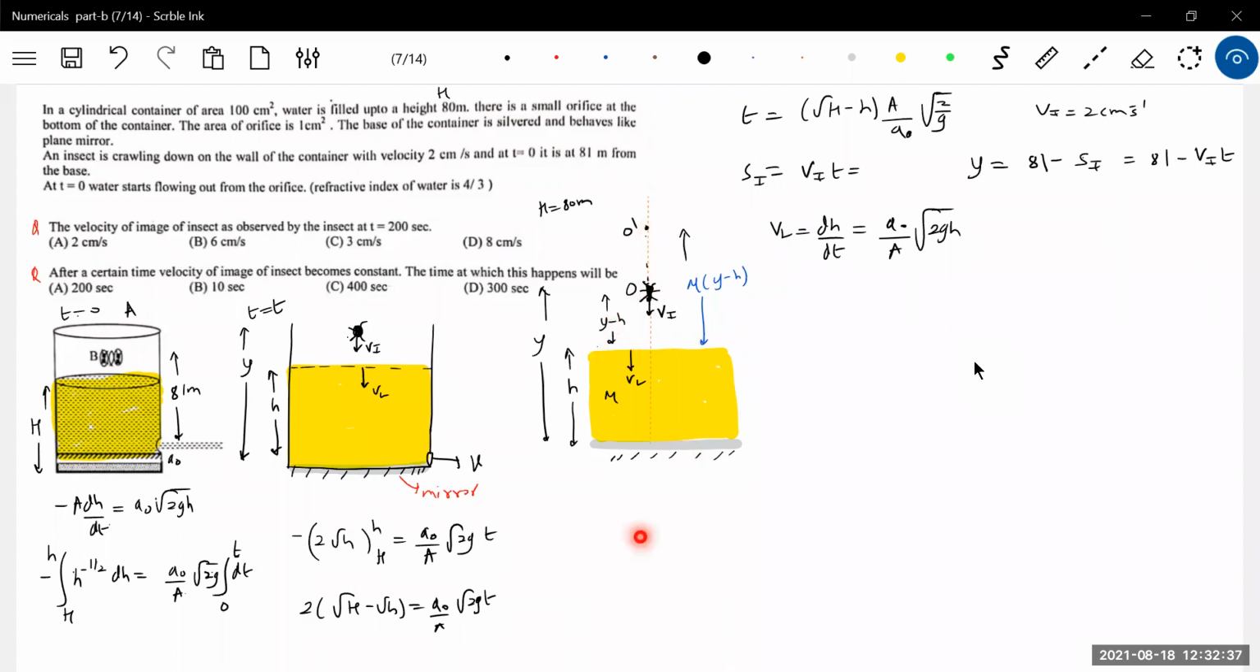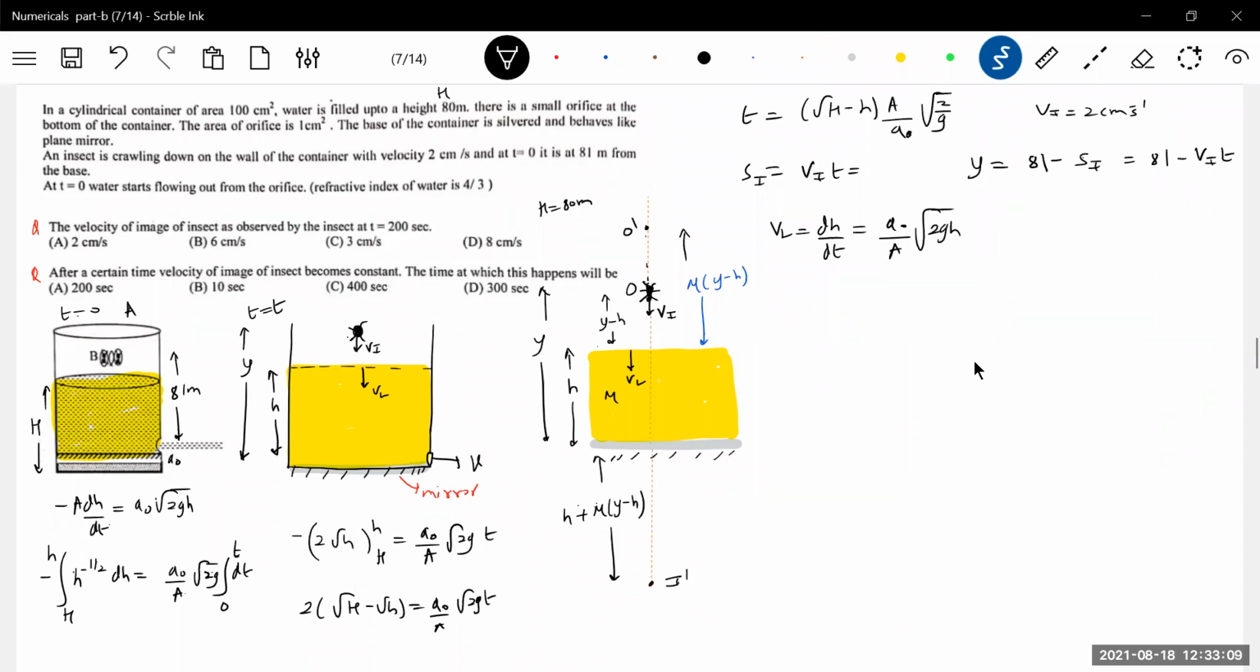Now the mirror will form its image. Where will it form its image? It will form inside this one. I'll call it I dash. So what will this distance be? H plus mu into (y minus h).